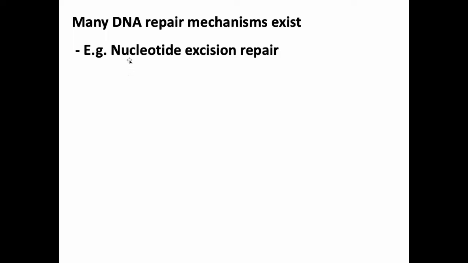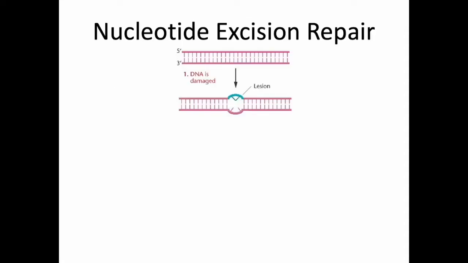So I want to start by saying just like there are many different types of DNA damage, there are many different DNA repair mechanisms that exist. I just want to talk about one of these in a little detail, something called nucleotide excision repair. So let's walk through this process. Here we've got normal looking DNA. Step one, DNA is damaged. And again, it's recognizable at this point as damage.